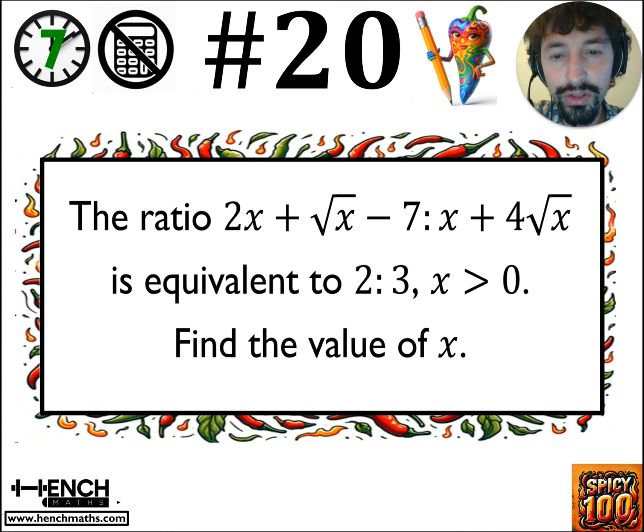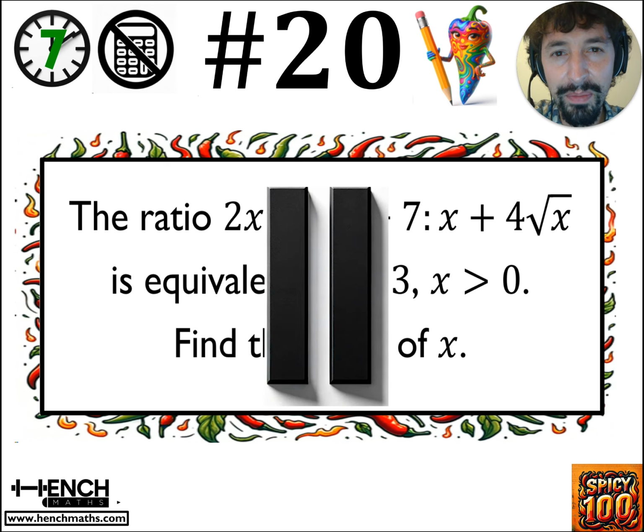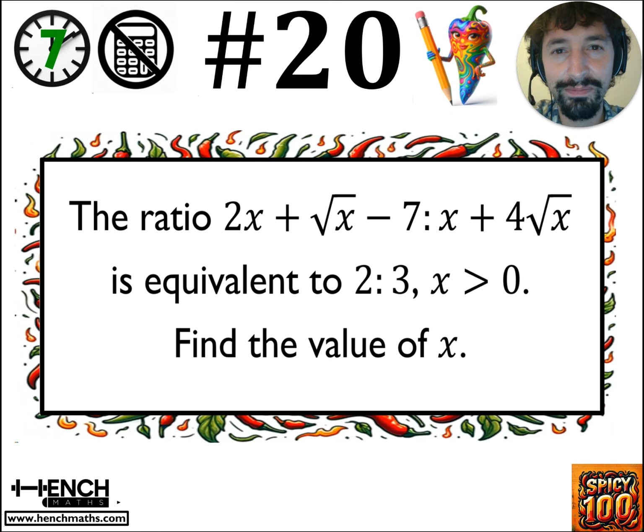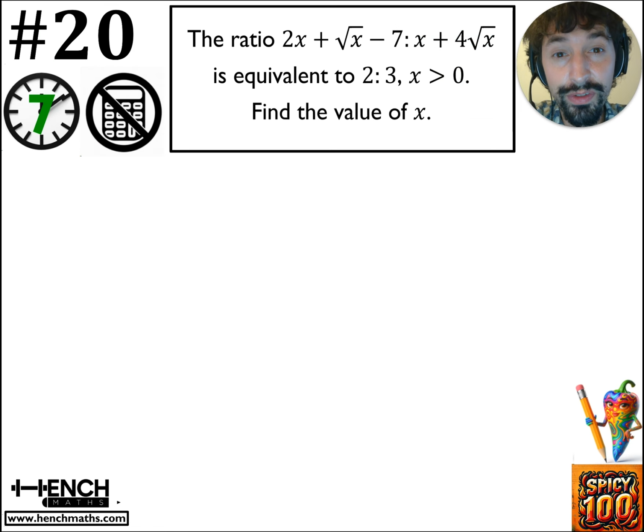The ratio 2x plus root x minus 7 to x plus 4 root x is equivalent to the ratio 2 to 3, and x is larger than 0. Find the value of x. So if you've set your timer for 7 minutes, ready to have a go, pause the video, and best of luck with question 20. So here we have equivalent ratios.